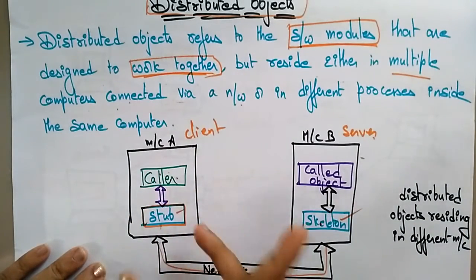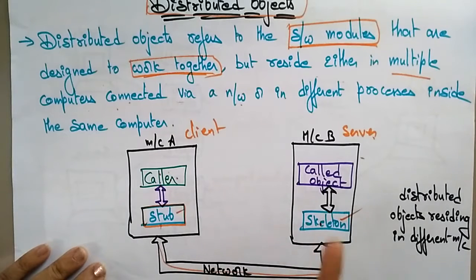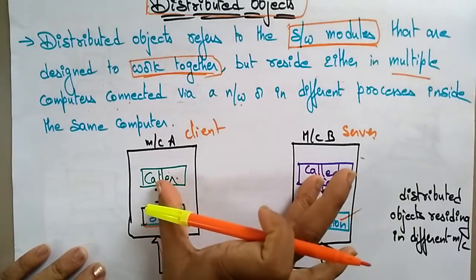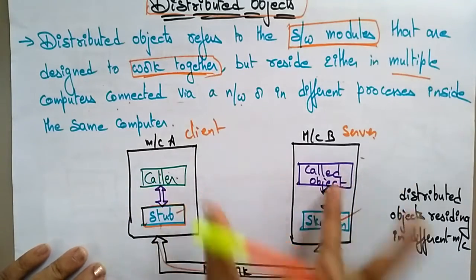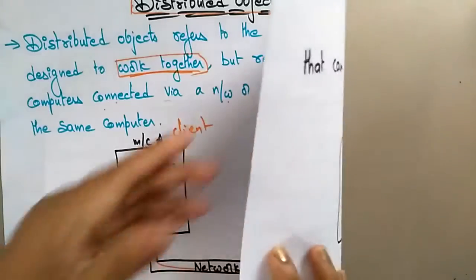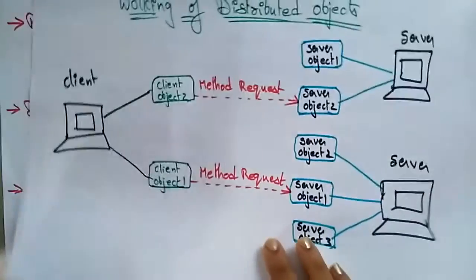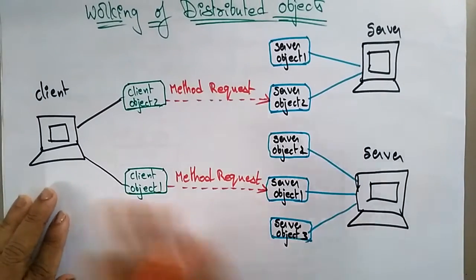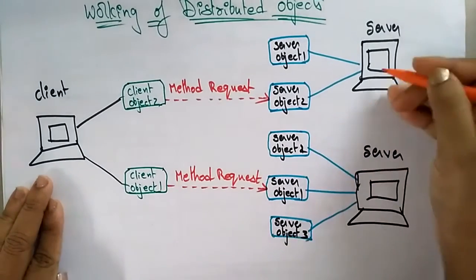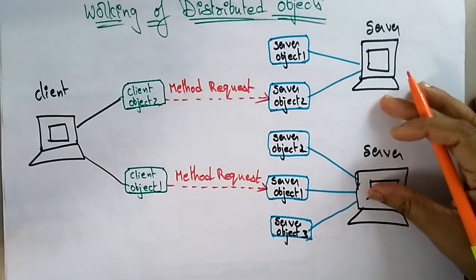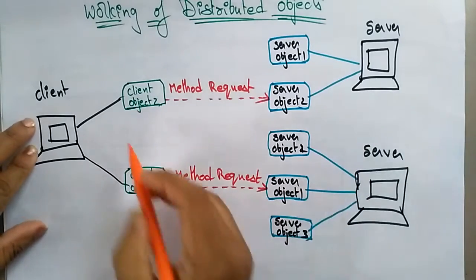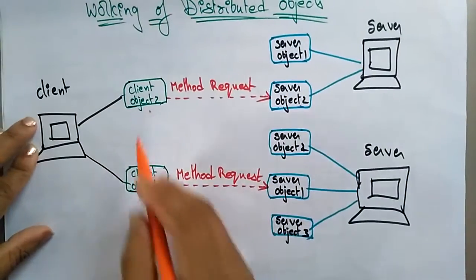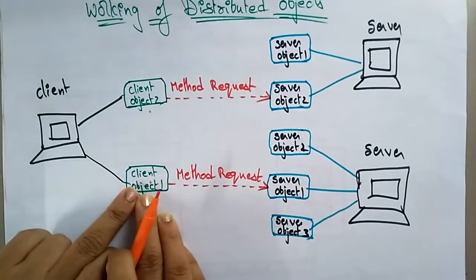I hope you understand. So actually it is a software module that is designed to work together. Here these distributed objects are working together in the client as well as in the server. Okay, so let's see how distributed objects work. Let me take one client machine and different server machines. The client consists of client object 1 and client object 2. Let us take that two objects are present, object 1 and object 2. So it is a caller.